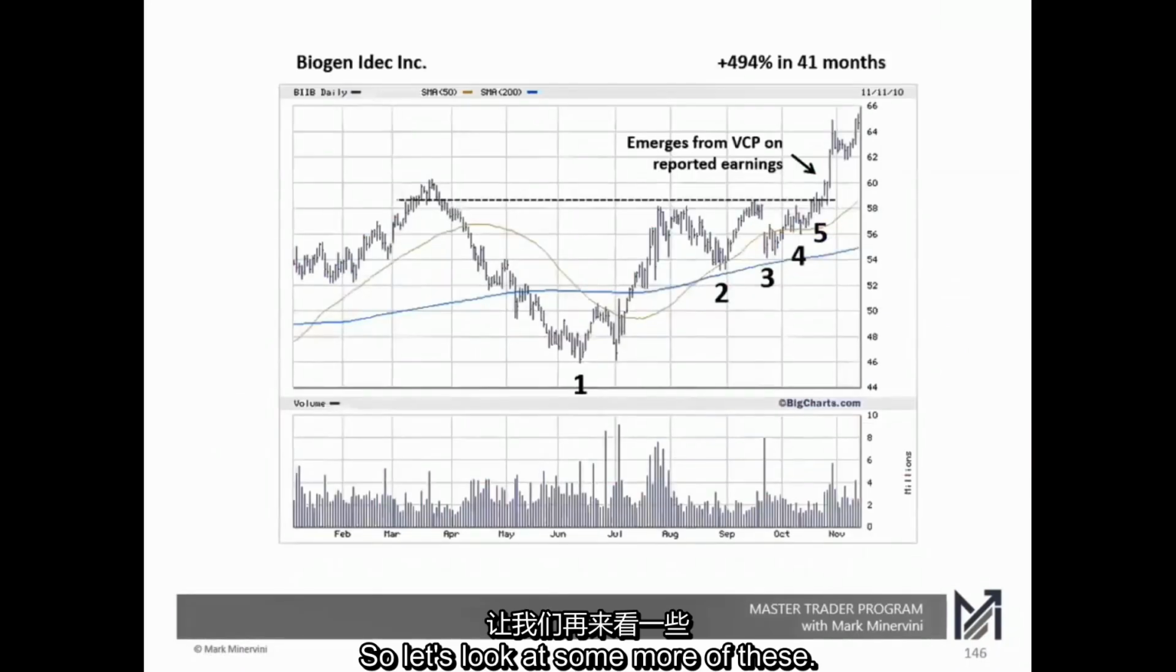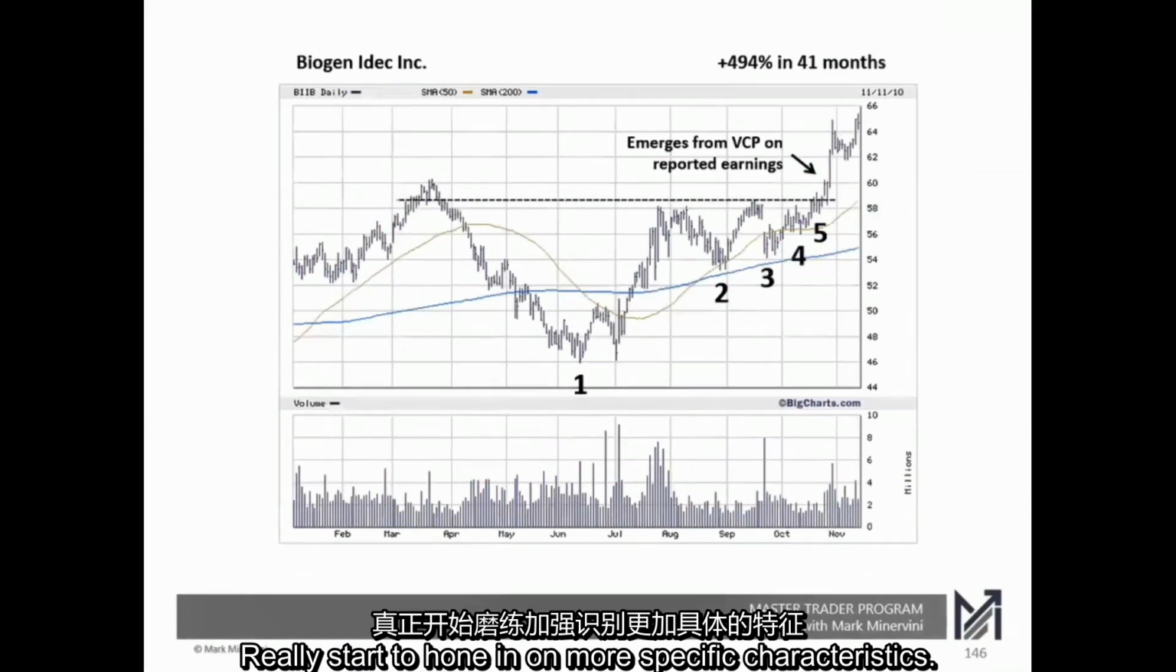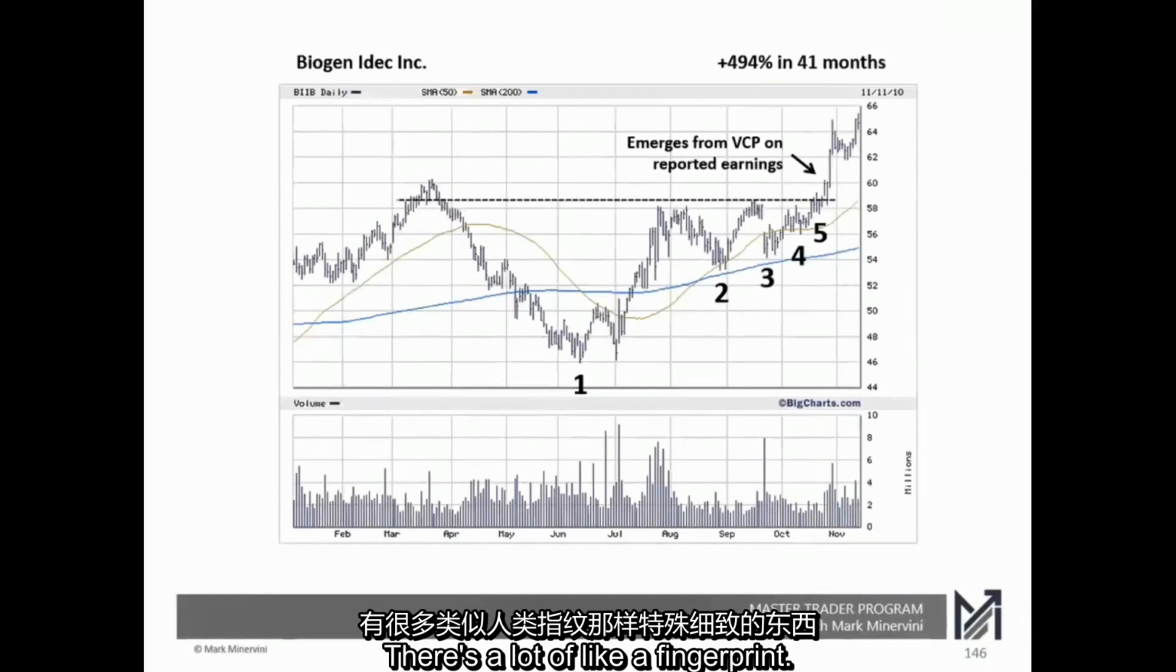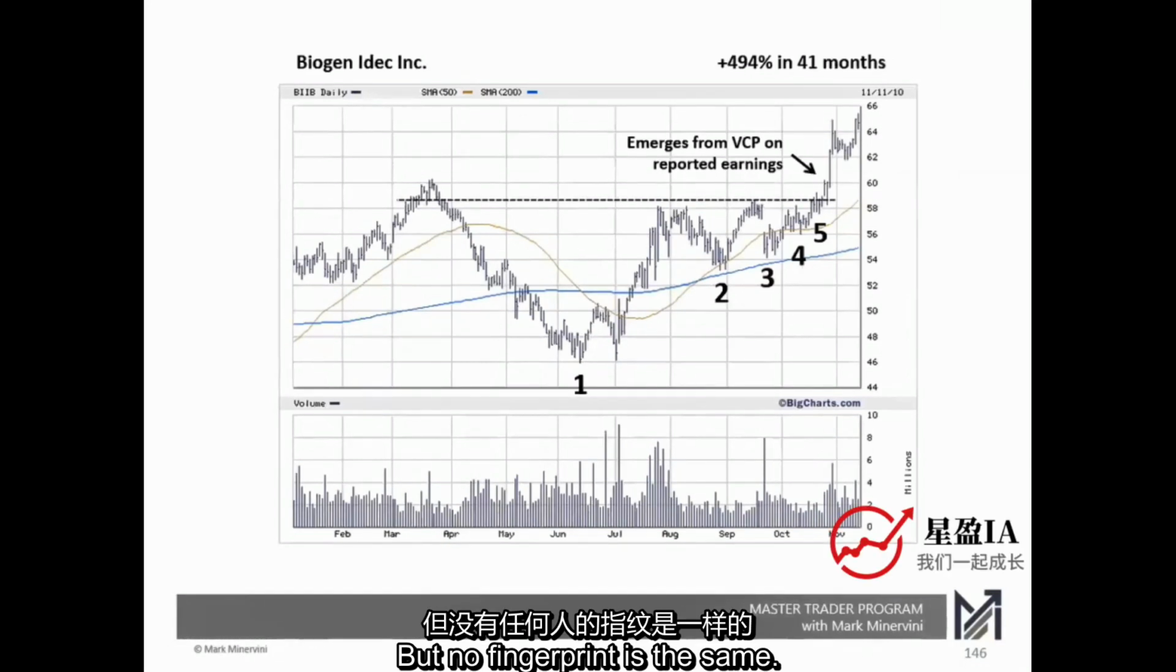So let's look at some more of these. We're going to go through some more examples, and then we're going to dig in a little bit deeper and really start to hone in on more specific characteristics. Think of it like a fingerprint. If you look at a fingerprint from far away, they all look alike, but no fingerprint is the same.